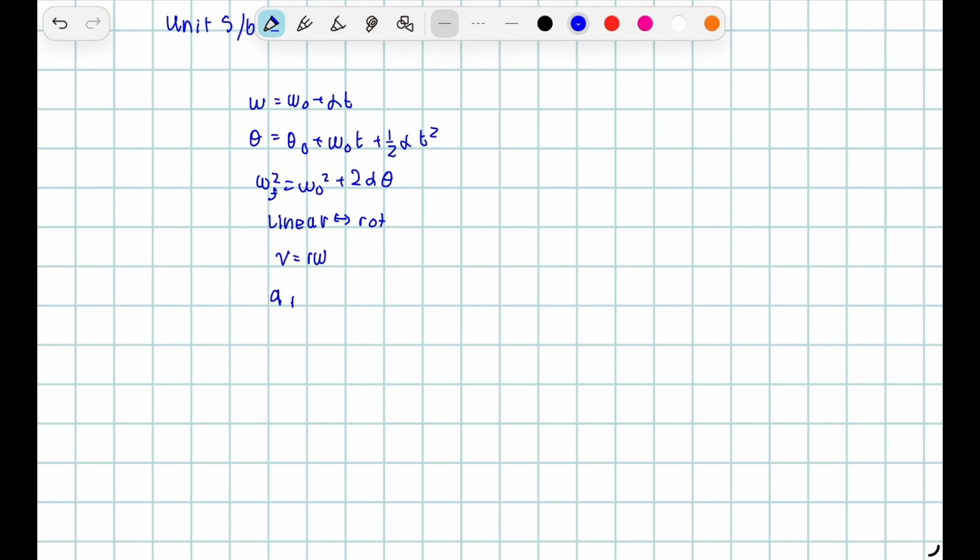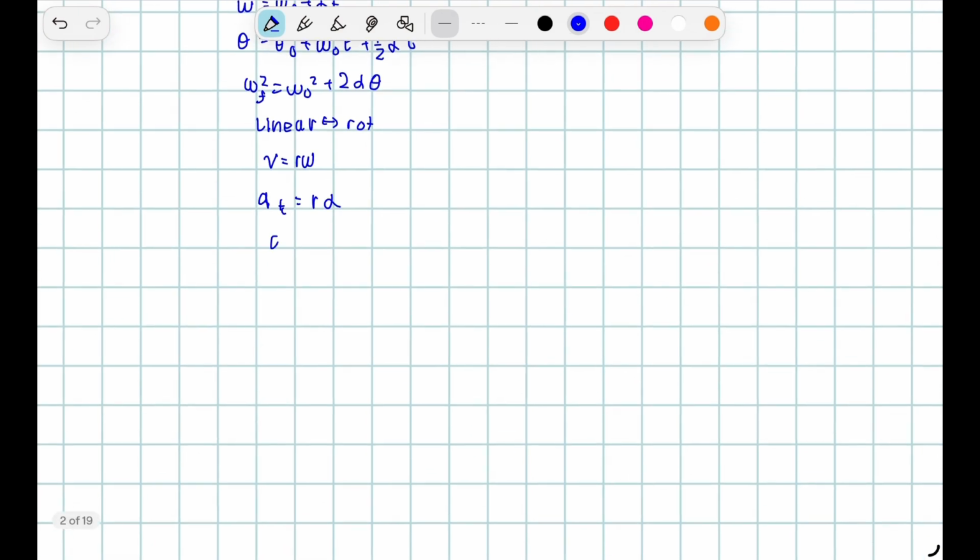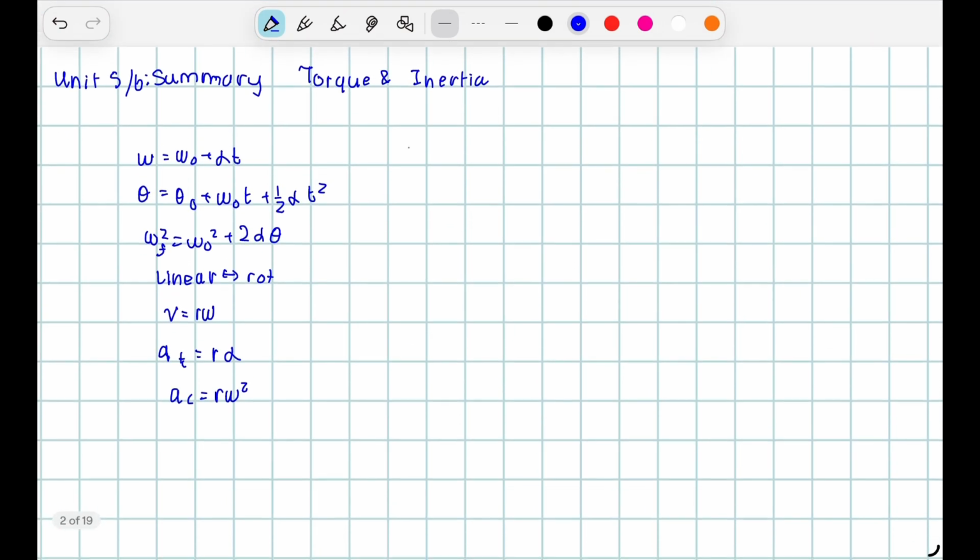Also, you need to know your linear rotational formulas. v is equal to r omega. Tangential acceleration is equal to the lever arm times alpha. a_c is equal to r omega squared.